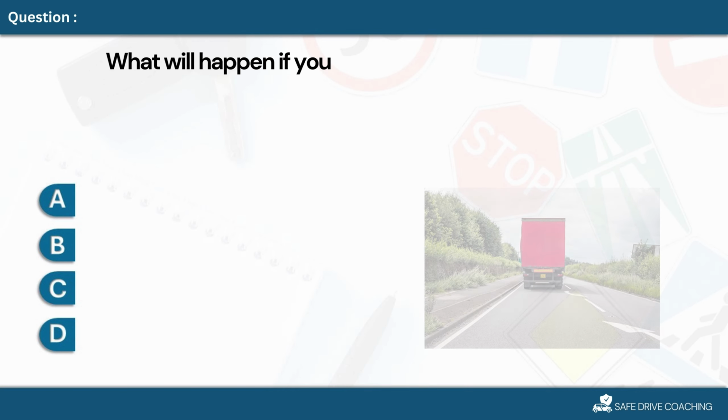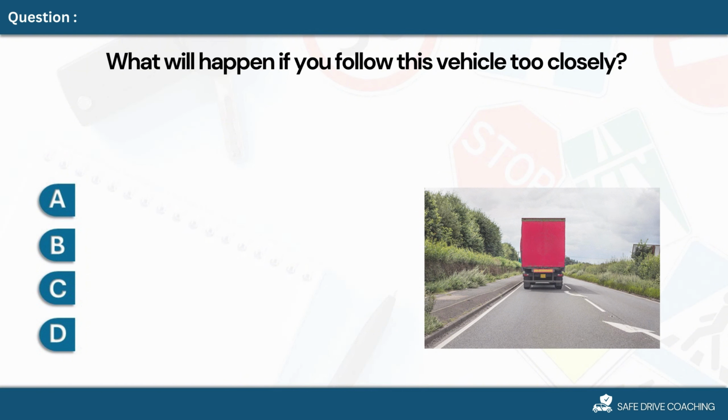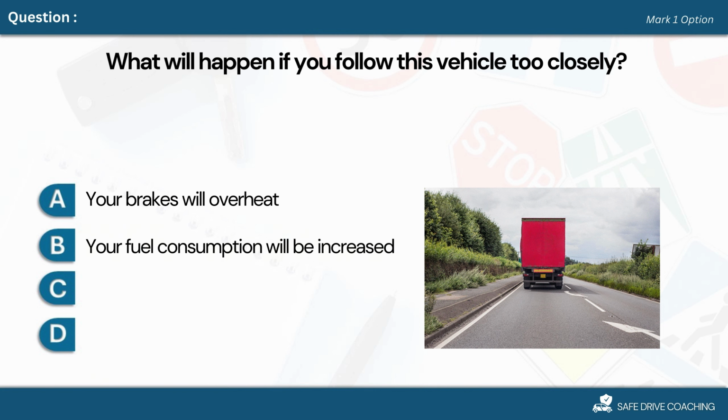What will happen if you follow this vehicle too closely? A. Your brakes will overheat. B. Your fuel consumption will be increased. C. Your engine will overheat. D. Your view ahead will be reduced.